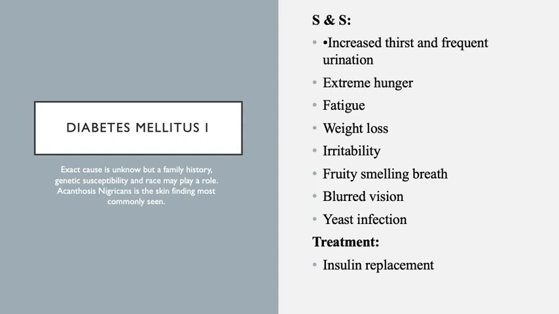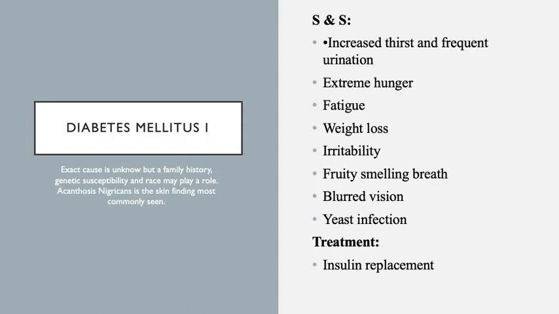The rash typically seen is acanthosis nigricans. It is the most common skin finding in children with diabetes mellitus 1. It's a hyperpigmentation, velvety thickening of the skin folds, and it presents predominantly in the neck, axilla, and groin areas. Other symptoms that may accompany it are increased thirst and frequent urination due to excess sugar building up in the bloodstream, pulling fluid from the tissue.